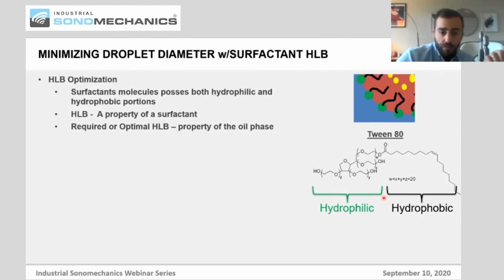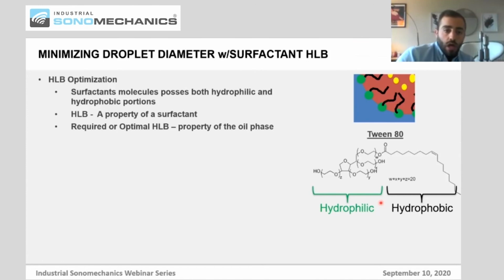Now, this balance between hydrophilic and hydrophobic portion of the surfactant is known as the hydrophilic lipophilic balance, or the HLB. It's a property of the surfactant. Now, the oil phase itself will have a required or optimal HLB in which it achieves a minimum droplet size.